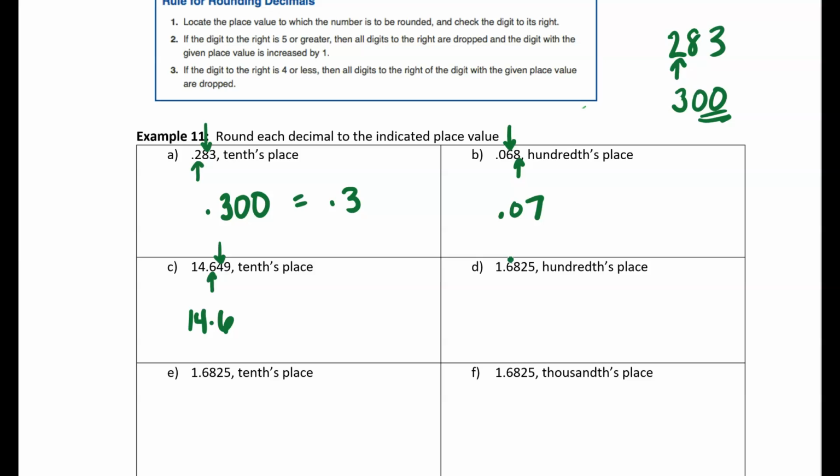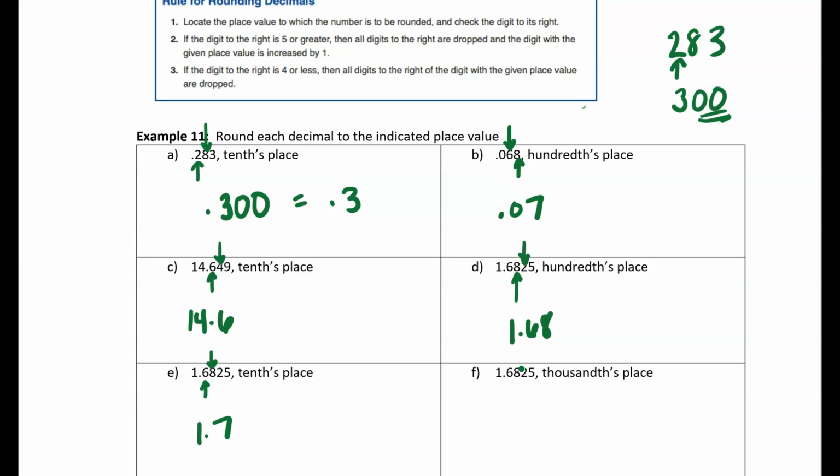This next one, you've got tenths, hundredths place right here. You look at the place value to the right. It's a 2, so it tells you to leave that 8 alone and not increase it. This next one, we've got tenths place. So you look to the one to the right, which is 8. That 8 tells you to increase that 6 to a 7, so this is going to become 1.7.